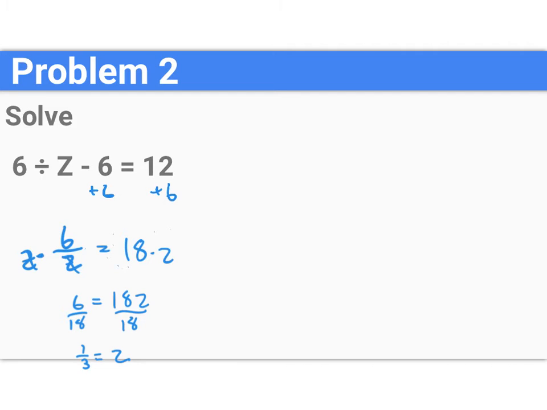And if we stick that back in, let's check it. I'm just going to check this one. So 6 divided by 1/3 minus 6 equals 12. And we know that when dividing fractions, you change the division to multiplication and flip the fraction over. So 18 minus 6 is 12, for all of the people that needed proof.